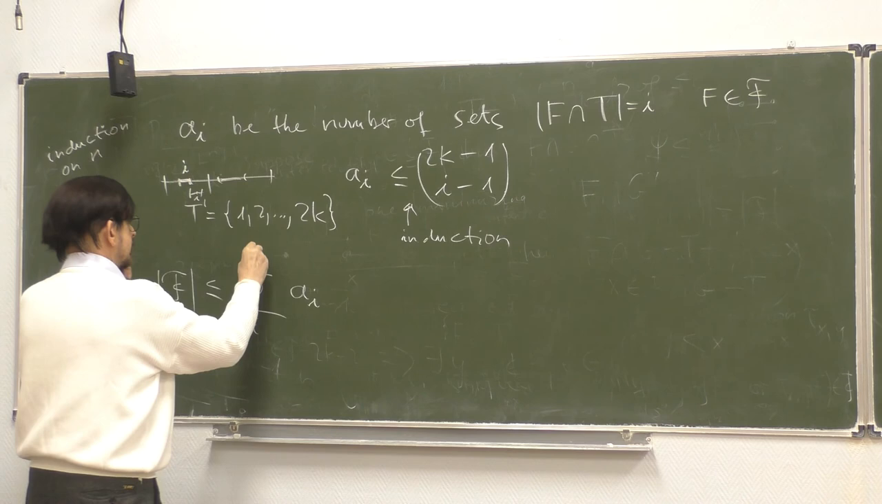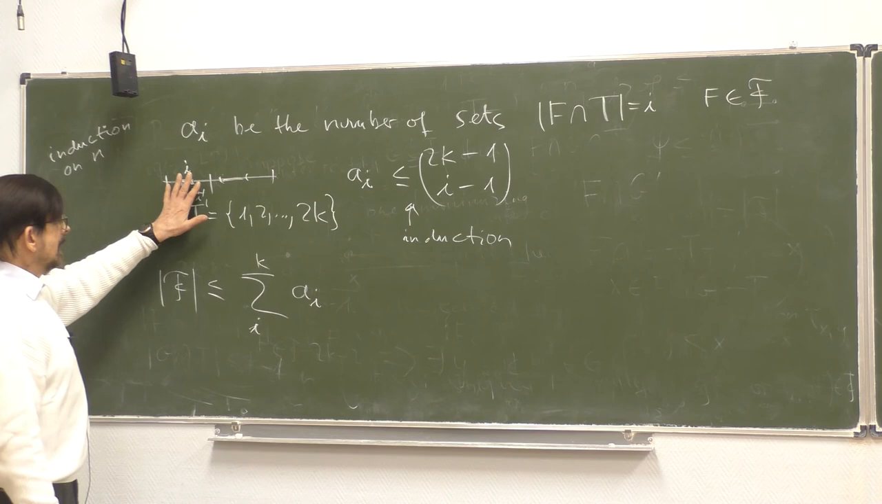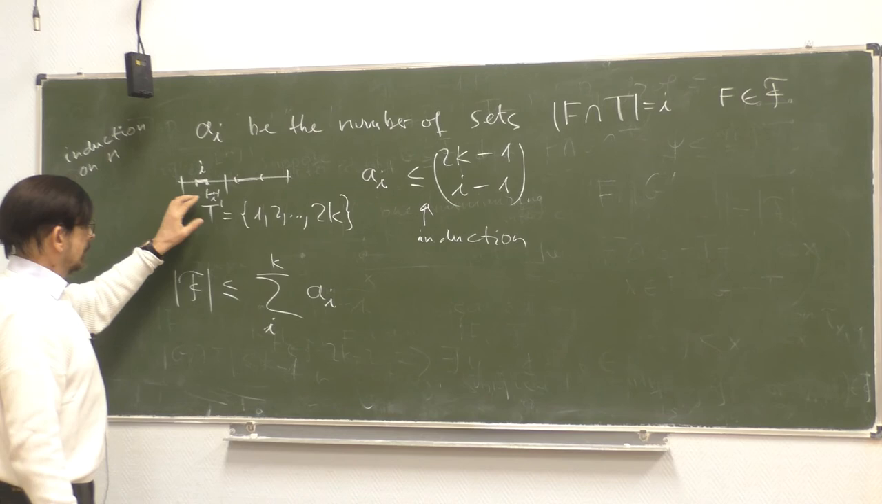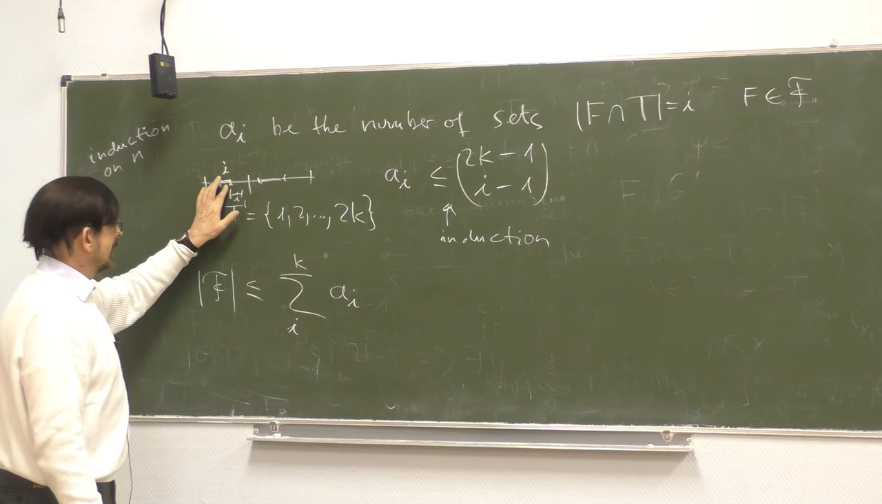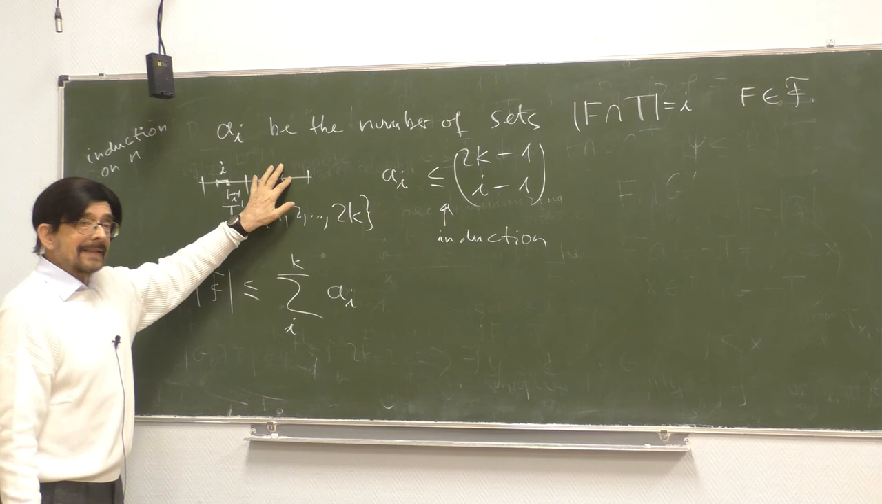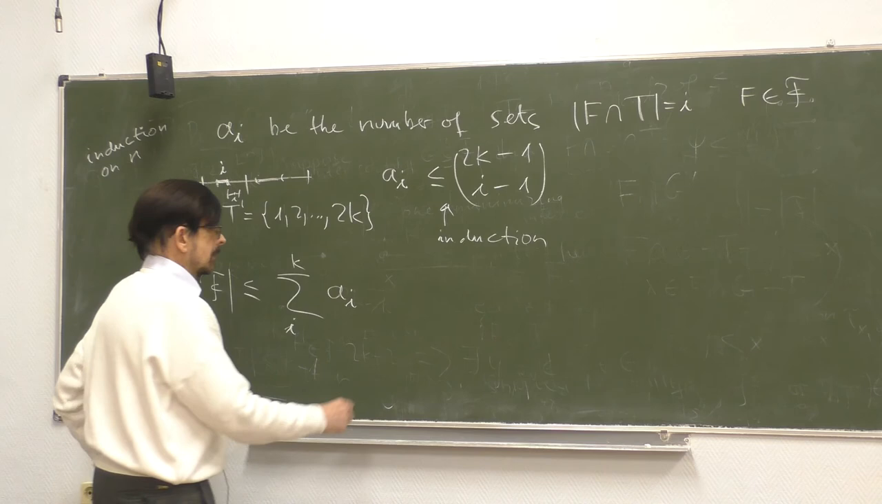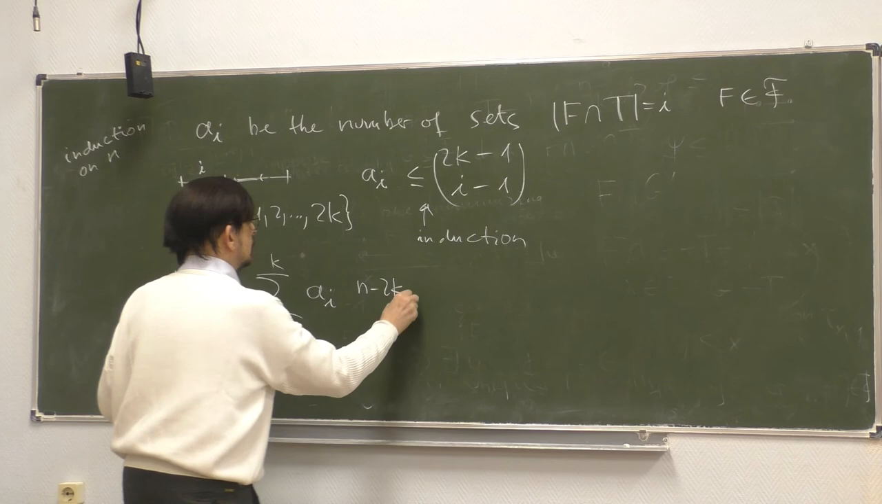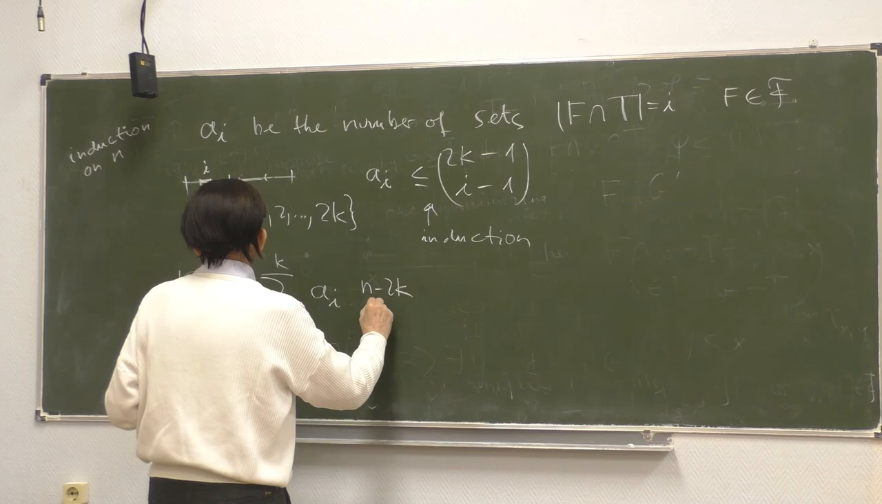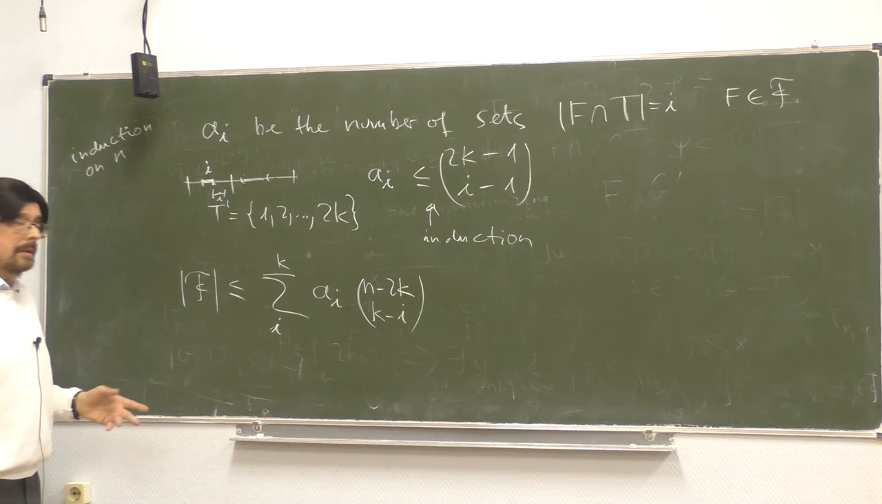I will write the starting point later. So how do the sets look? They have an I element here for some I, and we can extend this in many ways. How many ways? We have here n minus 2k elements, and we have to add k minus I. In principle, they all can be chosen.